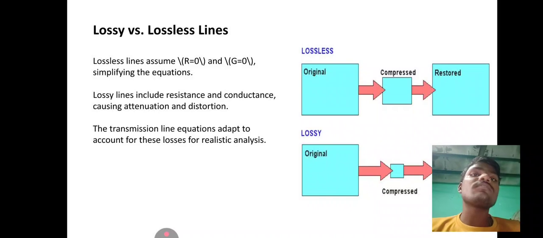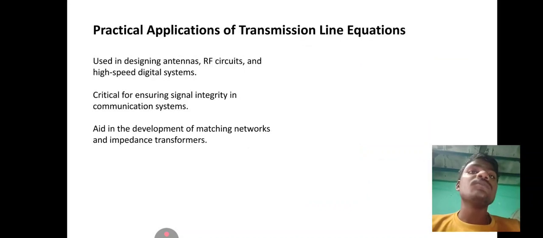Lossy versus lossless lines. Lossless lines assume R is equal to 0 and G is equal to 0, simplifying the equations. Lossy lines include resistance and conductance, causing attenuation and distortion. The transmission line equations are adapted to account for this for realistic analysis.